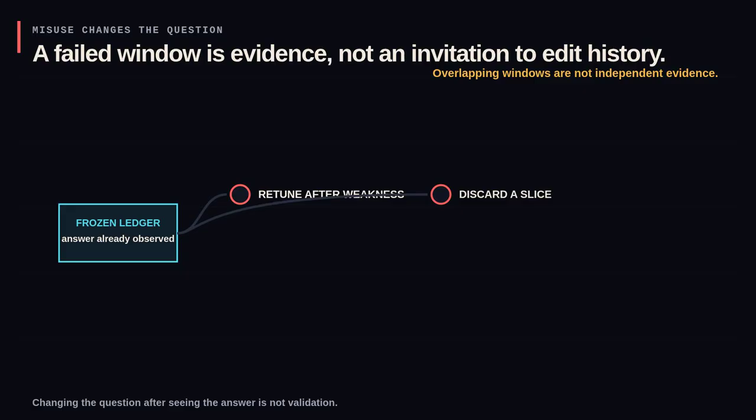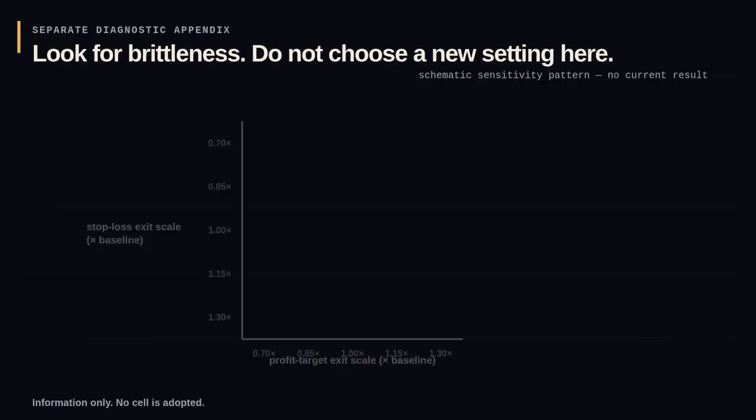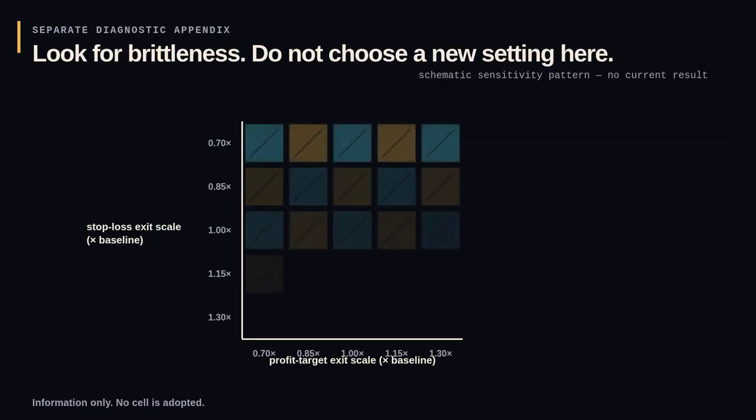After the 5 gates comes a separate 5x5 exit sensitivity grid. Stop loss and profit target exits scale to 0.70, 0.85, 1.00, 1.15, and 1.30 times baseline. The grid is informational. It may reveal fragile nearby exit assumptions, but it does not select a best sell, rewrite the candidate, or rescue a failed gate. No setting is adopted. This is a diagnostic appendix, not another optimization round. Even a clean pass would be bounded evidence.